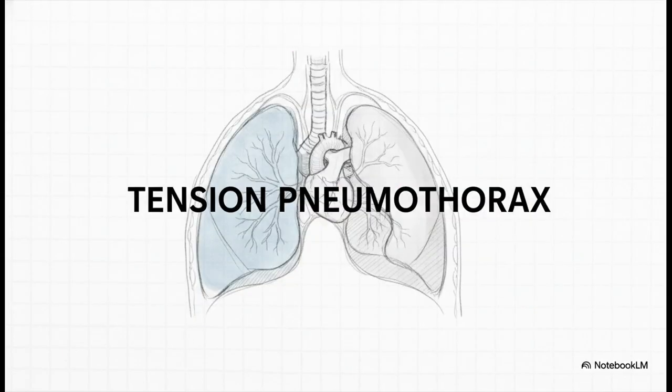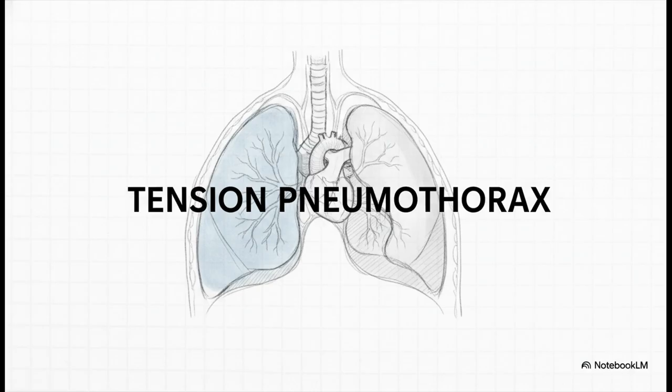The answer, of course, is a tension pneumothorax. This is one of the true anesthetic emergencies. What happens is the positive pressure from your ventilator forces air into the pleural space through the hole in the lung. But a flap valve effect can develop, meaning air gets in, but it can't get out. It's a one-way ticket to disaster.